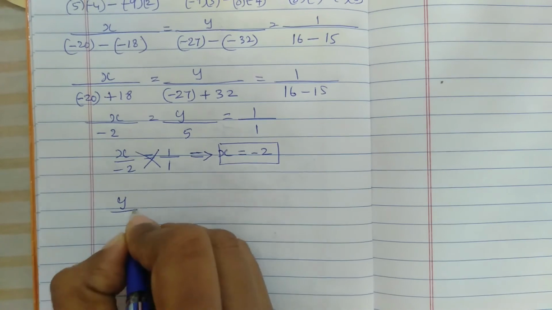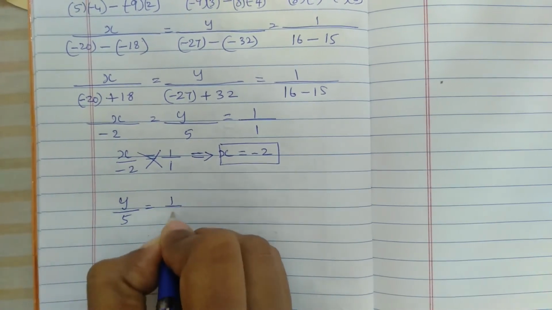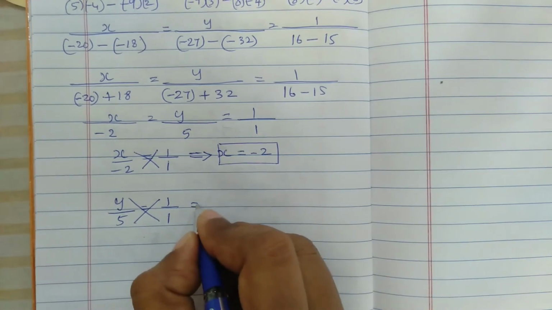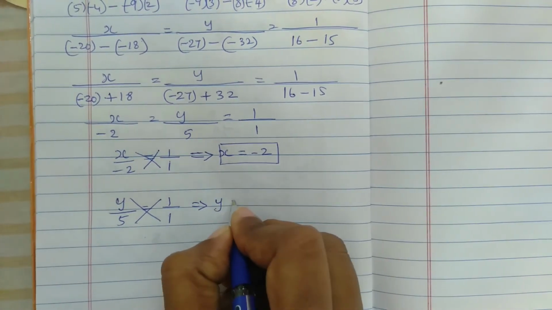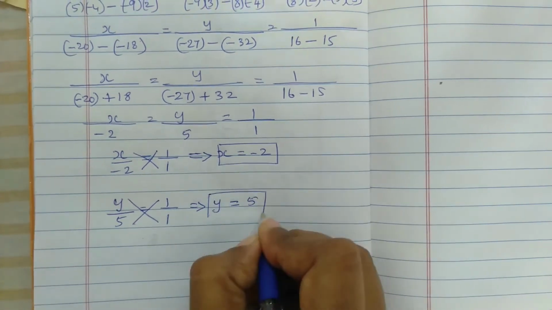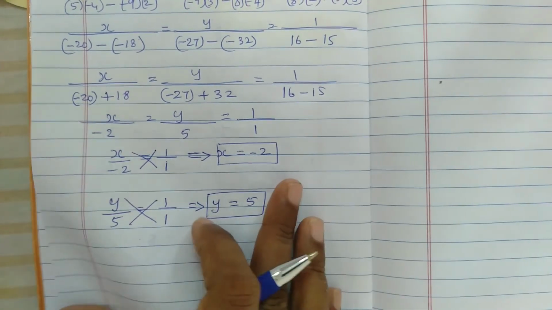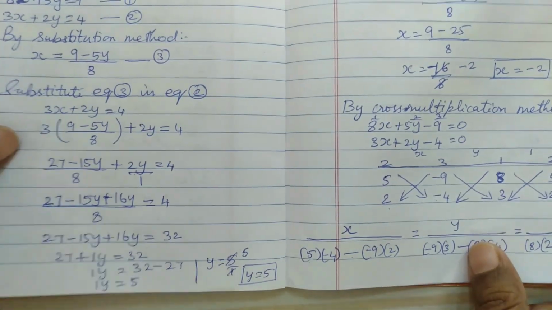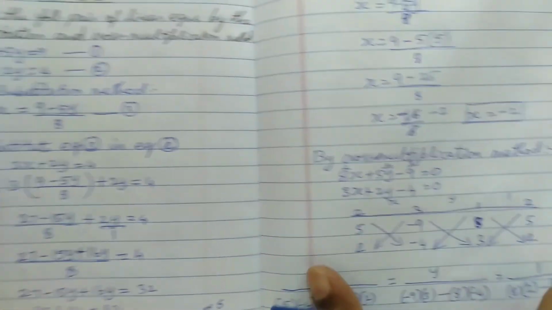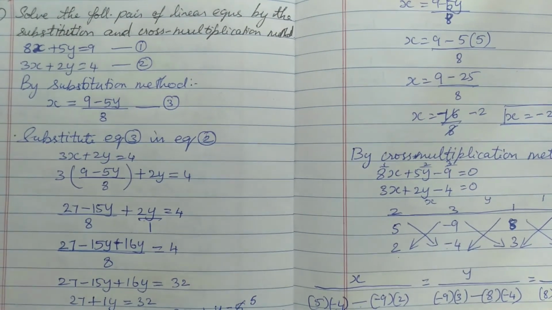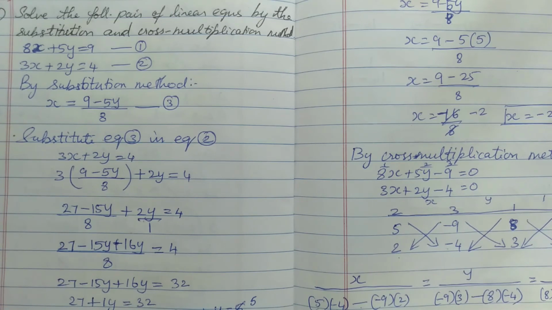And then y by 5 is equal to 1 by 1. Here also you have to cross multiply. Now 1 into y is y, is equal to 5 into 1 is 5. You got the same value as you got for your substitution method. Okay. So it's very easy. You can do it in a few minutes itself.